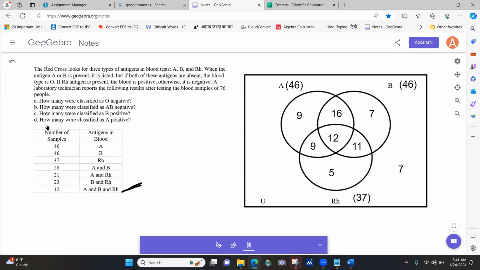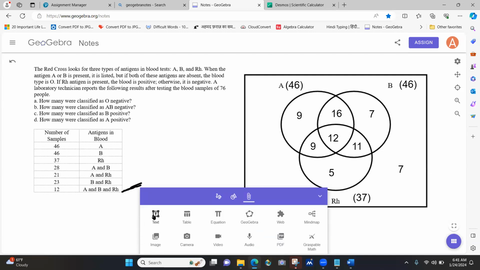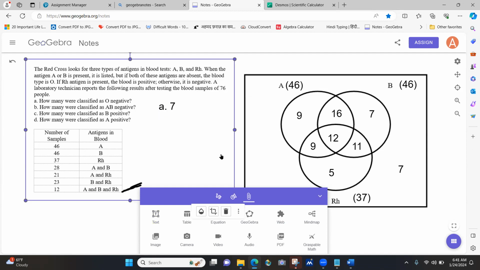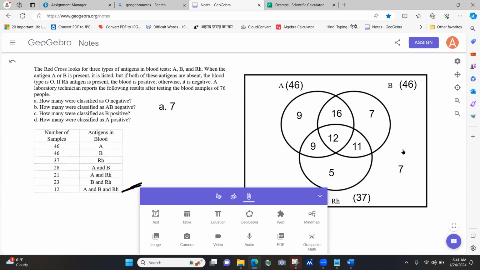Now we can answer the question. How many were classified as O negative? I'm going to write my answers here. I would say from my picture it has to be 7. This is A. Answer to A is 7. AB negative. Remember, guys, AB negative is going to be this half of this football. That's going to be 16.